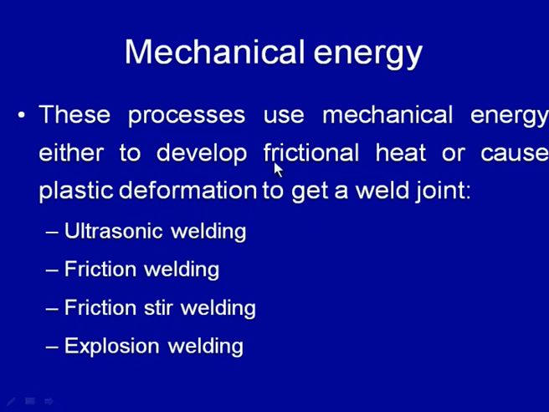So, if you see these welding processes where mechanical energy is being used, it is primarily used to develop heat through friction, and subsequently the plastic deformation at micro level at the interface results in the mechanical metallurgical bond between the members to be joined and produces a weld joint.